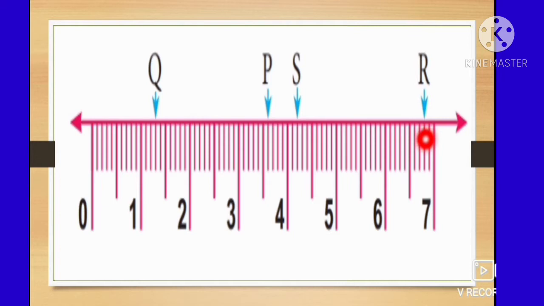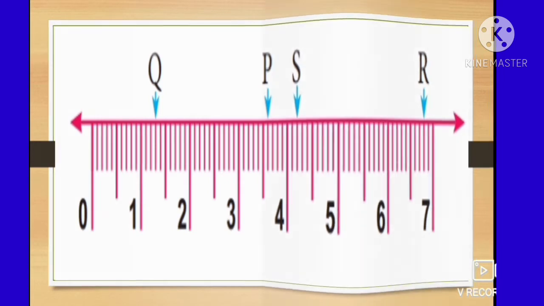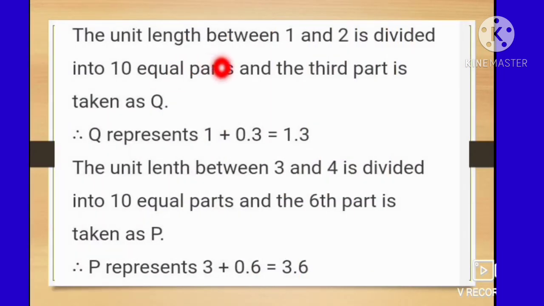And then what about R? The point R lies between 6 and 7, and 6 and 7 is divided into 10 equal parts, and R is in the 8th part. So here this is 6 and 7, and the mid line represents 6.5. So after 6.5 the line will be 6.6, 6.7, 6.8. So R is 6.8.